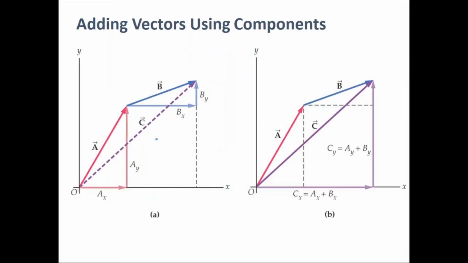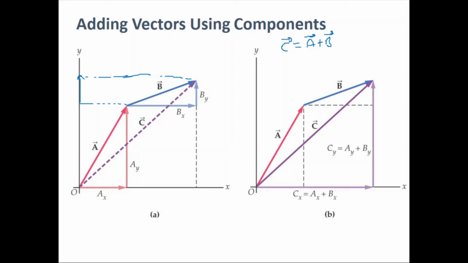How can we use the components of the vector to add the vectors? Assume this is vector a. It has two components. This is ax and this is ay, or you can draw ay somewhere here also. This is vector b. It also has two components. This is bx and this is by, or you can draw by somewhere here. Now, how to add a plus b? This is a and this is b. This is c. C is equal to a plus b.